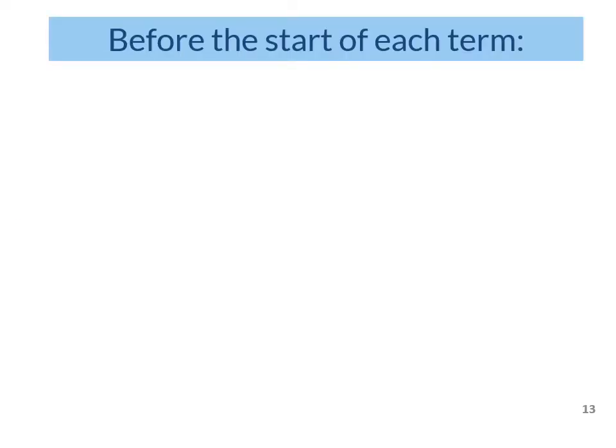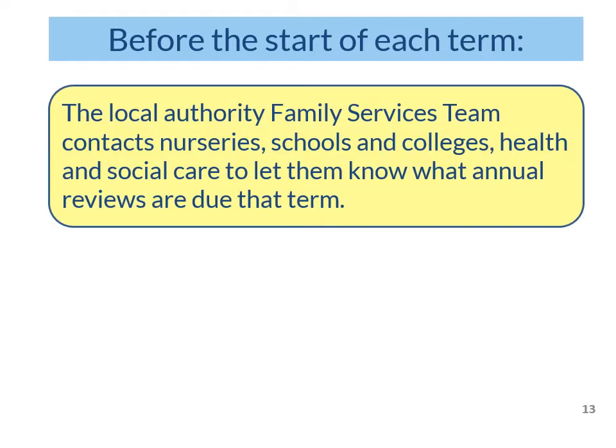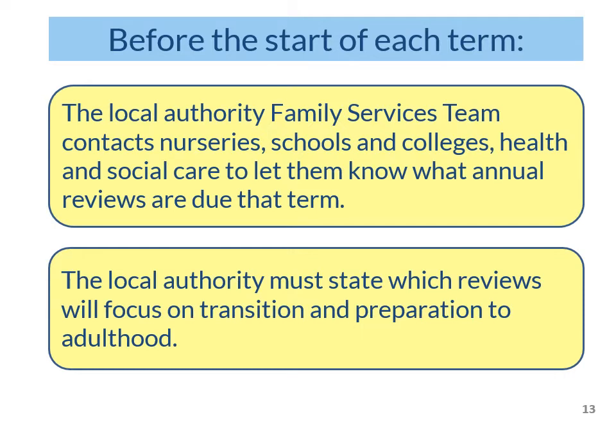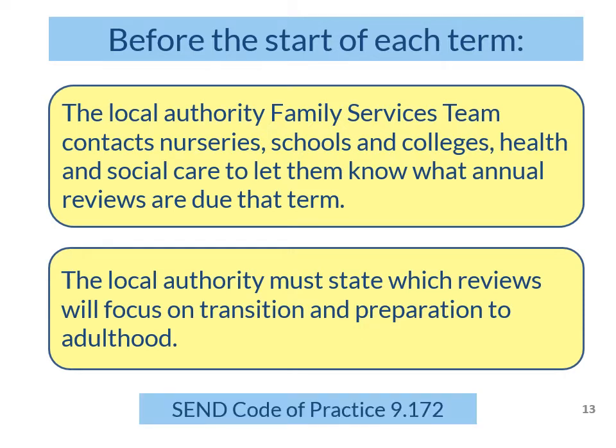The SEND code says that at least 2 weeks before the start of each term, the local authority family services team should contact all the head teachers and principals of nurseries, schools and colleges who have children with EHC plans, and also contact health and social care to let them know what annual reviews are due that term. The local authority must state which reviews will focus on transition and preparation to adulthood so that the educational settings, health and social care have enough time to prepare.